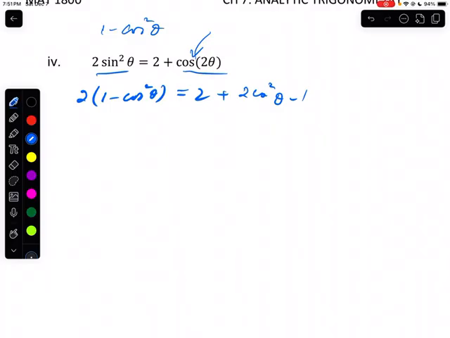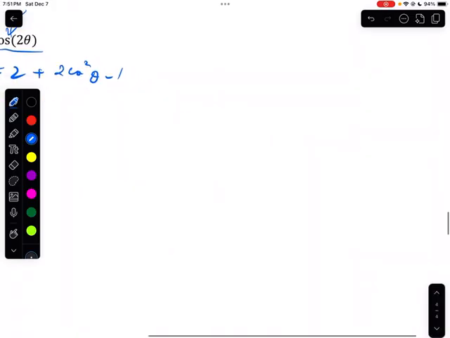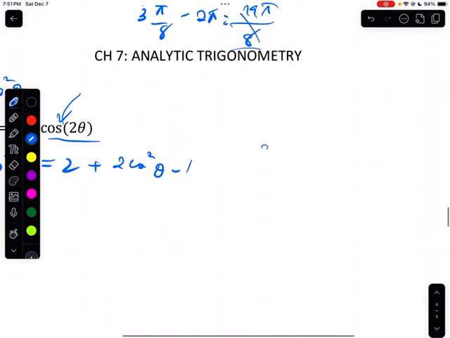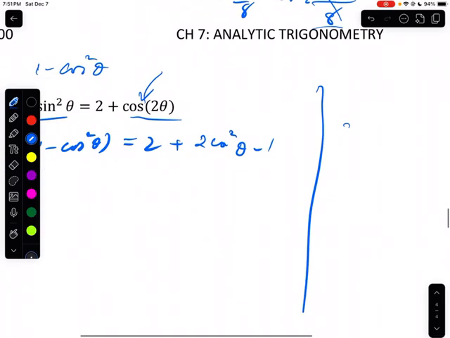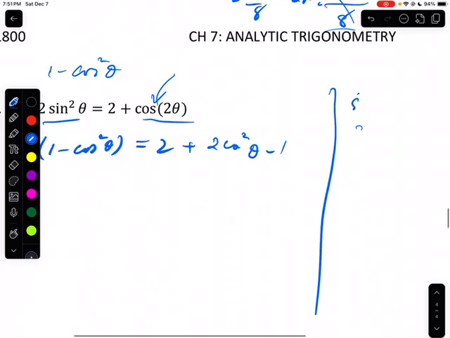Or another way to do this is, maybe write it there. So the equation is 2 sine square theta equals 2 plus cosine of 2 theta. So this is our equation.